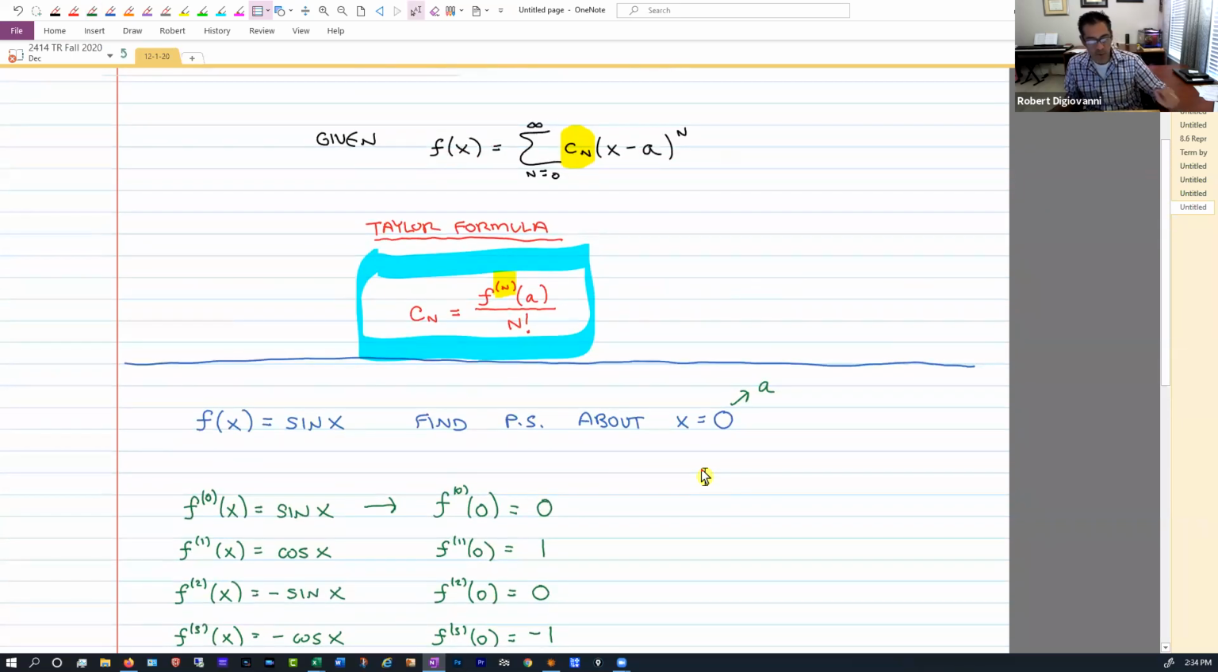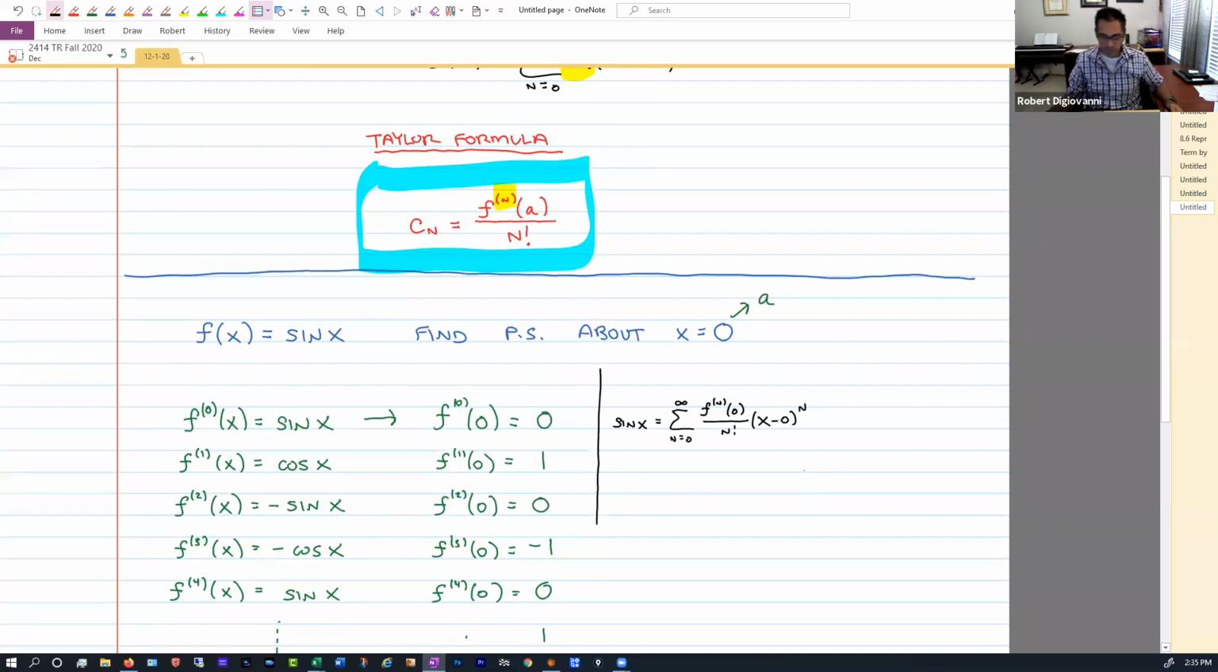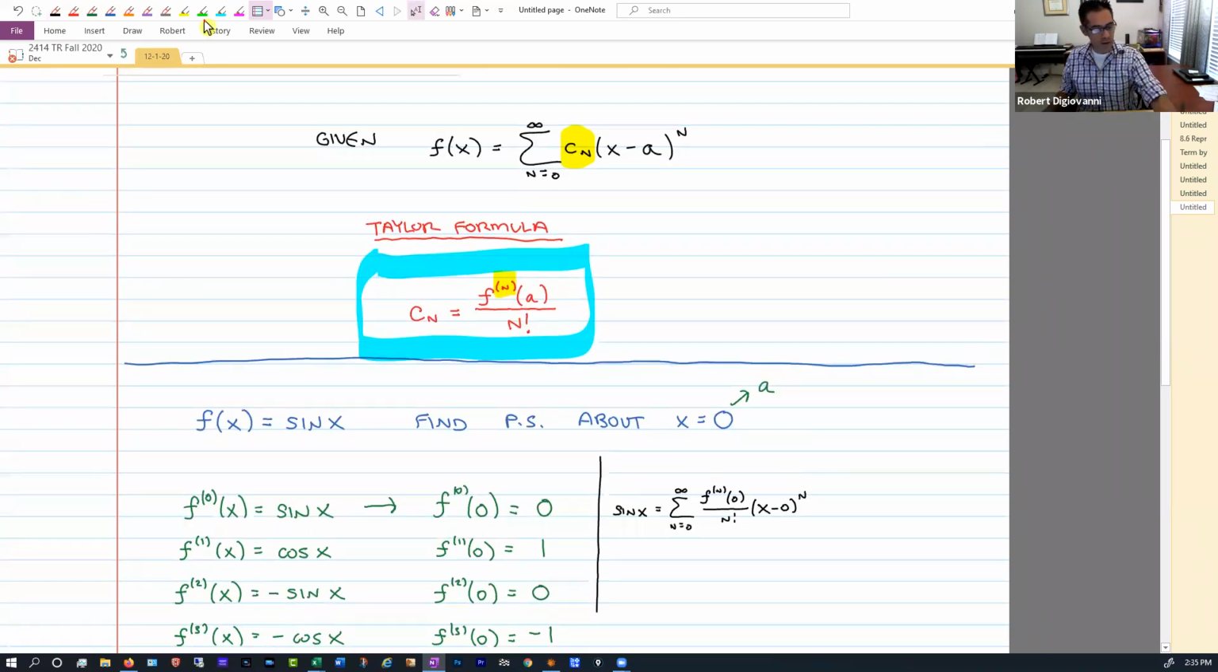All right, so according to Taylor's formula, sine of x should be equal to the sum n equals 0 to infinity of c sub n. That's this yellow part, and that c sub n is this formula, which is the nth derivative at 0 over n factorial times x minus a, which is x minus 0 for us here, to the n. All I've done here is replace the c sub n with that formula and replace the a with 0. Is that all right?